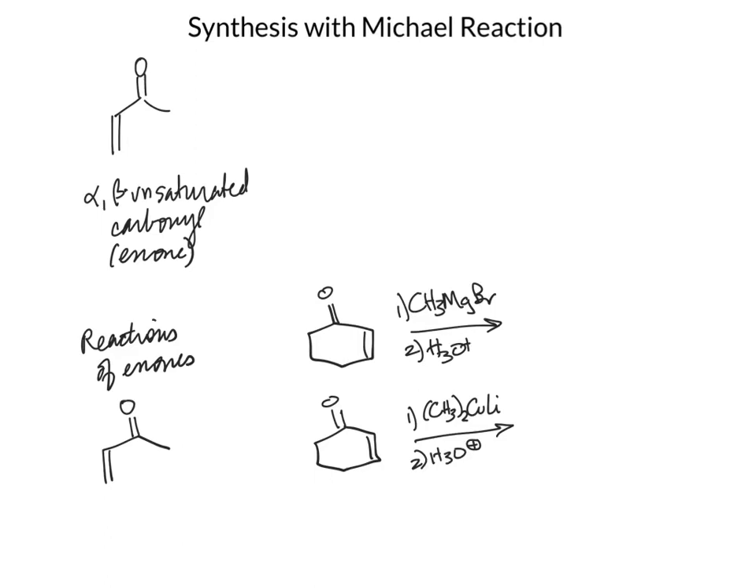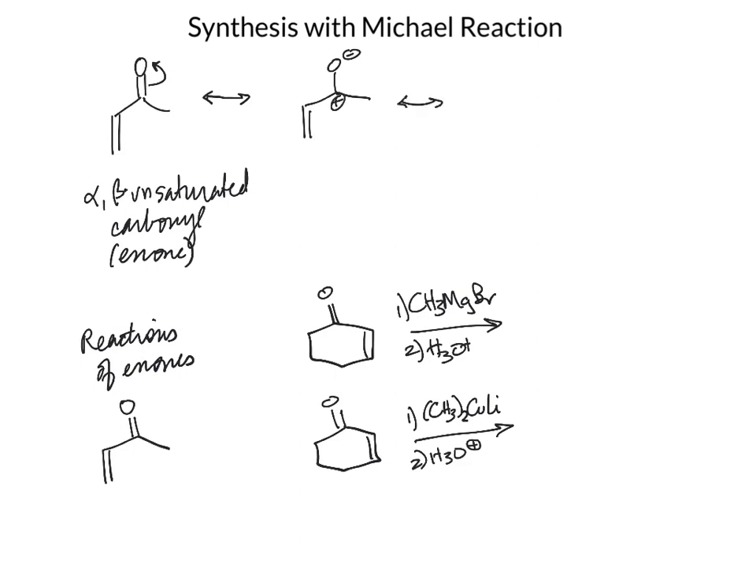Let's review the Michael reaction and see how it can be applied to synthetic problems. The Michael reaction involves alpha beta unsaturated carbonyls as substrates, and when a carbonyl is conjugated with another pi bond, it extends the resonance that's available to the system. So we know that all carbonyls have resonance. We could have an O- and a C+.